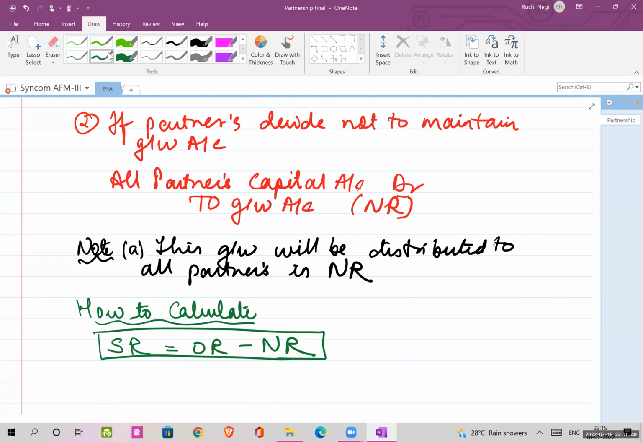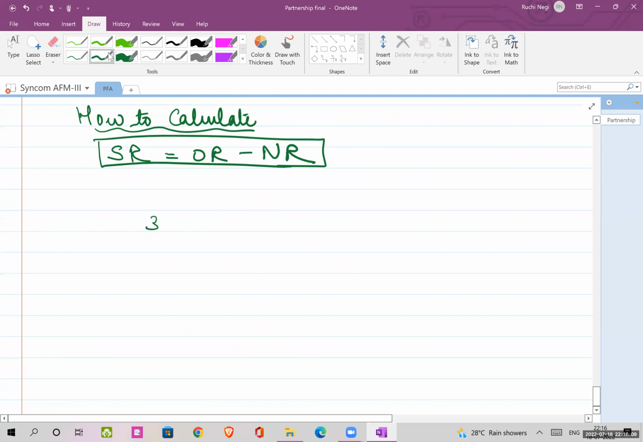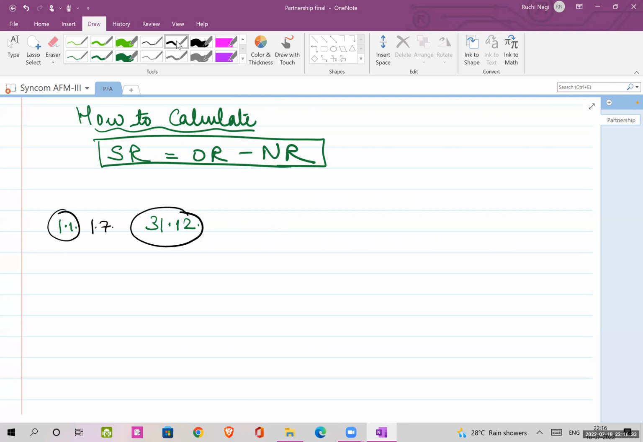Now, the most important part that you have to remember while doing sums on admission of a partner is with respect to the dates. Okay, with respect to the dates. So now I tell you one thing. If your balance sheet closing is 31st December, and your opening will be 1st January, and the partner is admitted on 1st July. This is your opening, this is your closing and this is the admission date. So now the partner came in between.